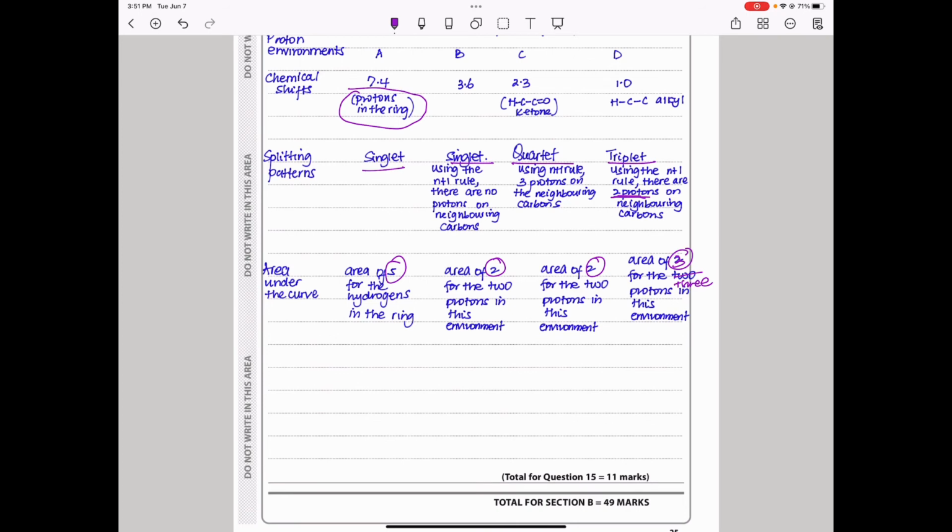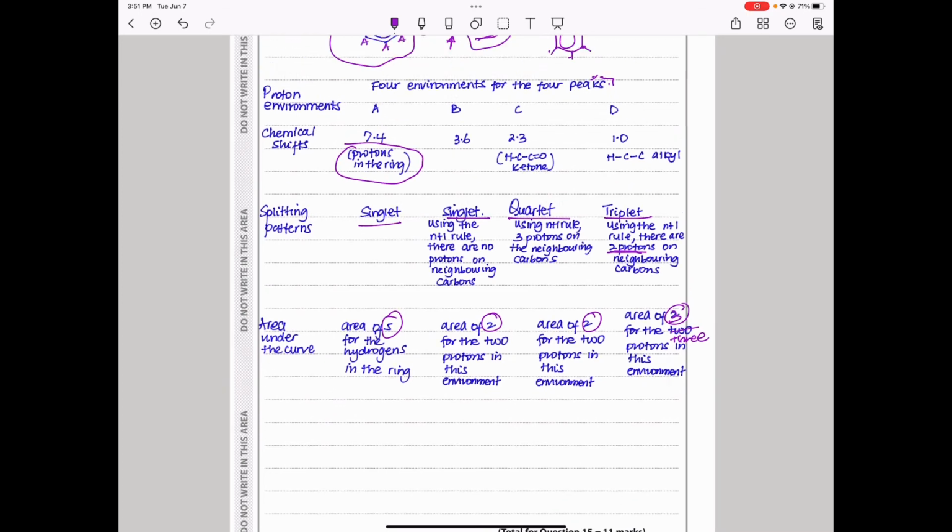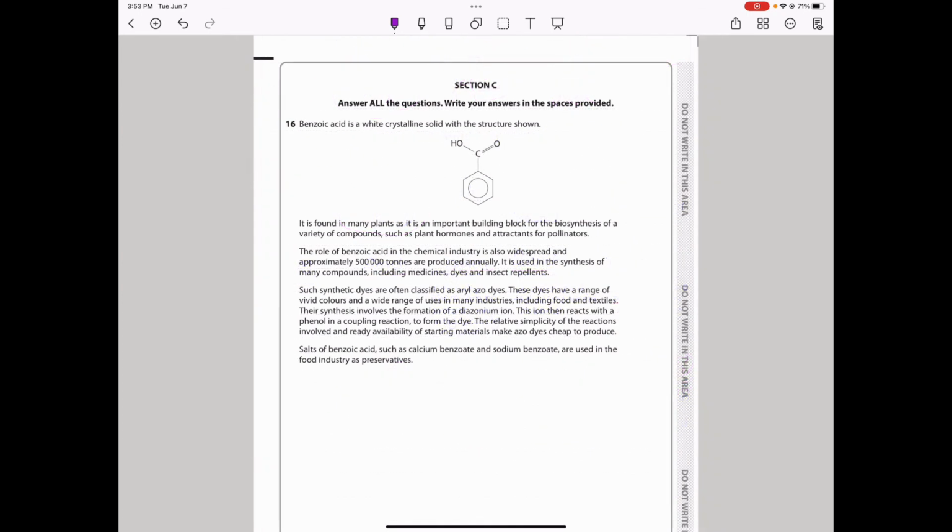So this brings us to the end of question 15, and the start of the next question: benzoic acid is a white crystalline solid with a structure as shown below. It is found in many plants as it's an important building block for the biosynthesis of a variety of compounds such as plant hormones and attractants for pollinators. The role of benzoic acid in the chemical industry is also widespread, and approximately 500,000 tons are produced annually. It is used in the synthesis of many compounds, including medicine, dyes, and insect repellents.